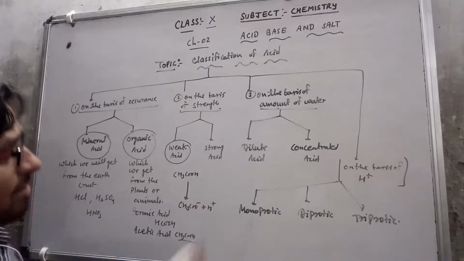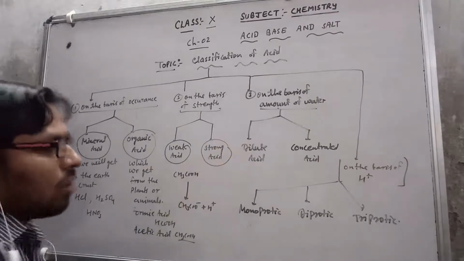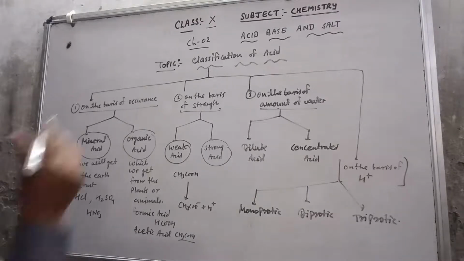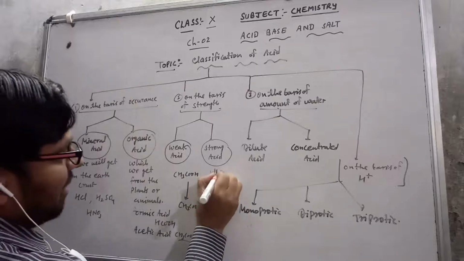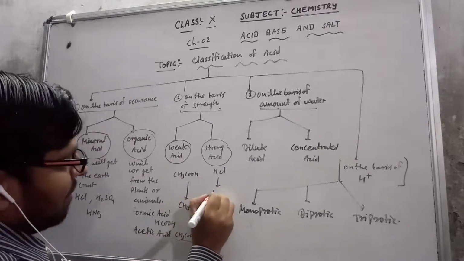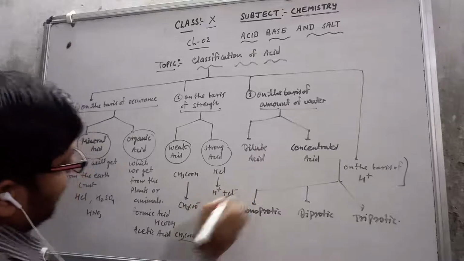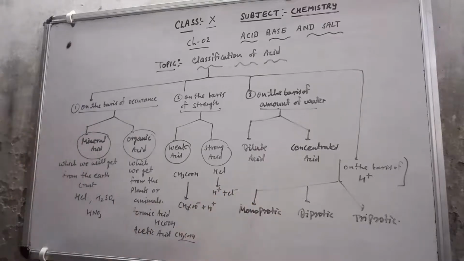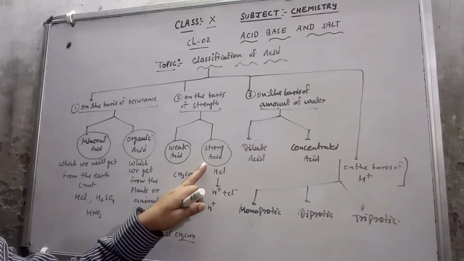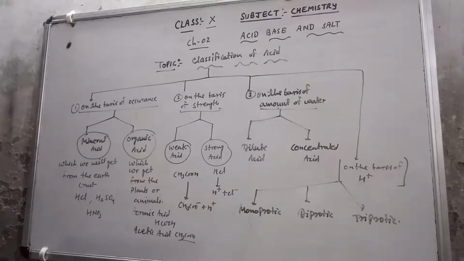Now strong acids are those which ionize easily in water. As I dissolve them in water, they ionize, that means they are converted into their ions. Like if I dissolve HCl in water, then at the same time it gives us hydrogen ion and chloride ion, so it ionizes in large amount in water. That means it is a strong acid. So these are the weak and strong acids.